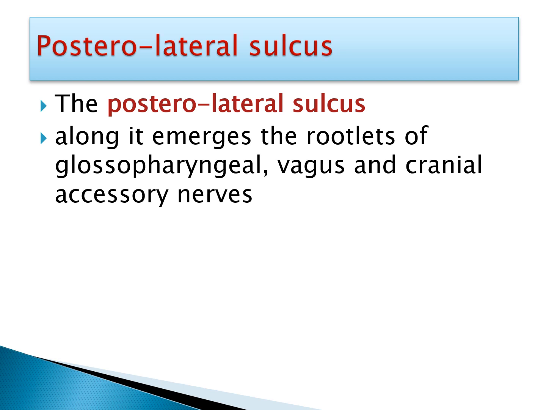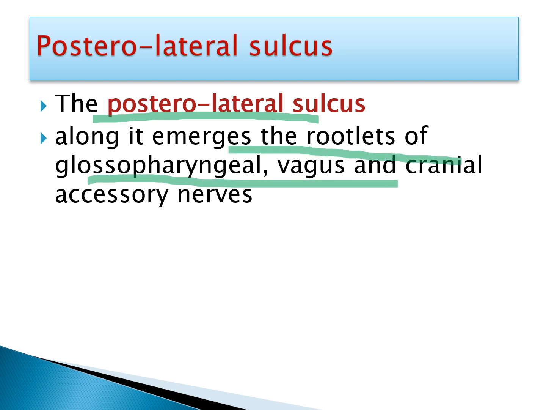Now we will see the posterolateral sulcus. From this sulcus, the rootlets of glossopharyngeal, vagus and cranial accessory, the 9th, 10th, 11th cranial nerves, take the superficial origin from the posterolateral sulcus.